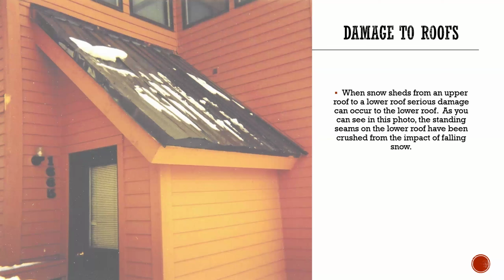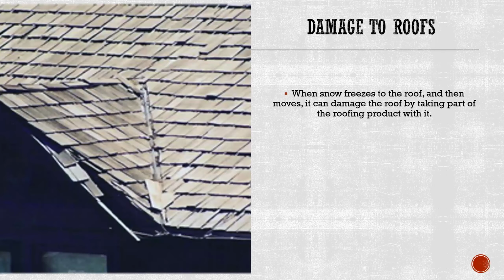Upper roofs that shed to lower roofs are the same thing. You're taking that amount of weight and just adding a lot of motion and a lot of force that's coming down and can just crush these roof surfaces quite easily. When the snow freezes to the roof surface and then moves, it most definitely can damage that roof by taking part of the roofing product with it.